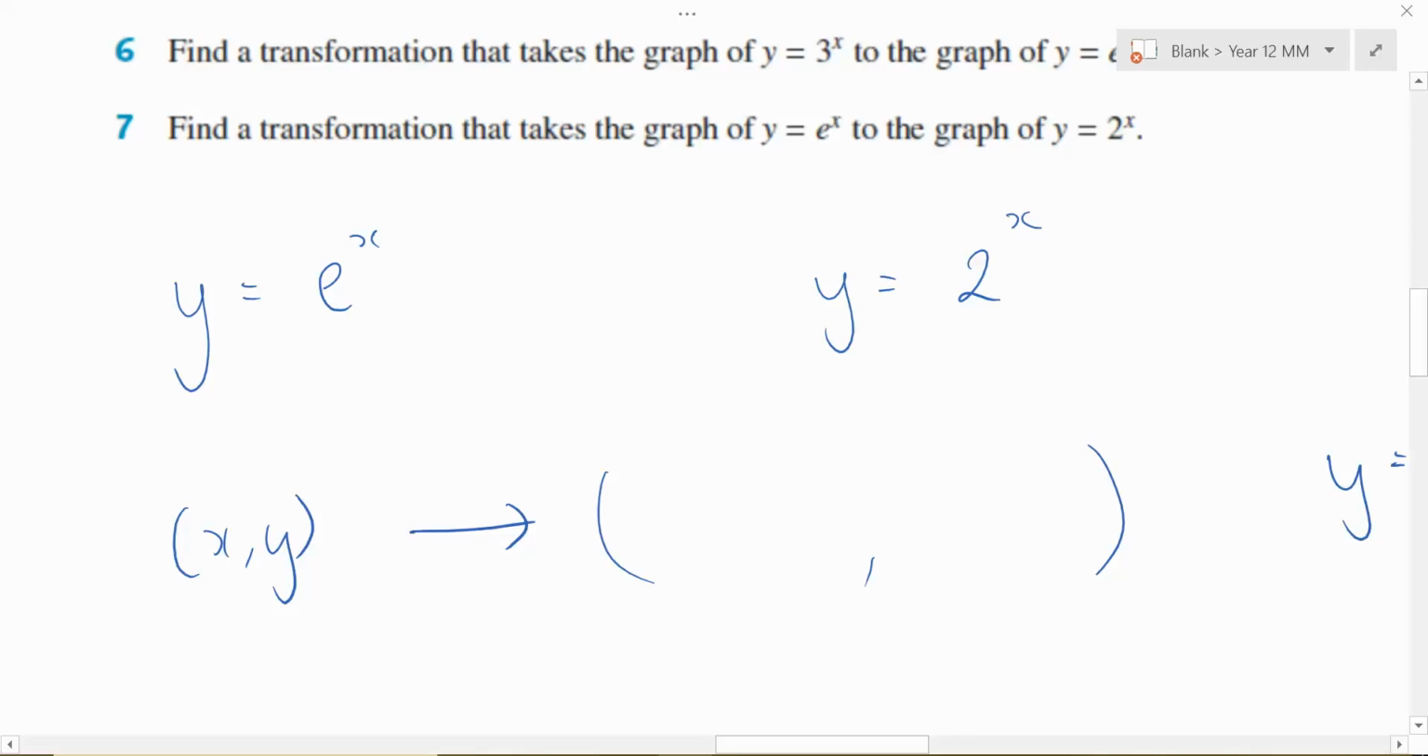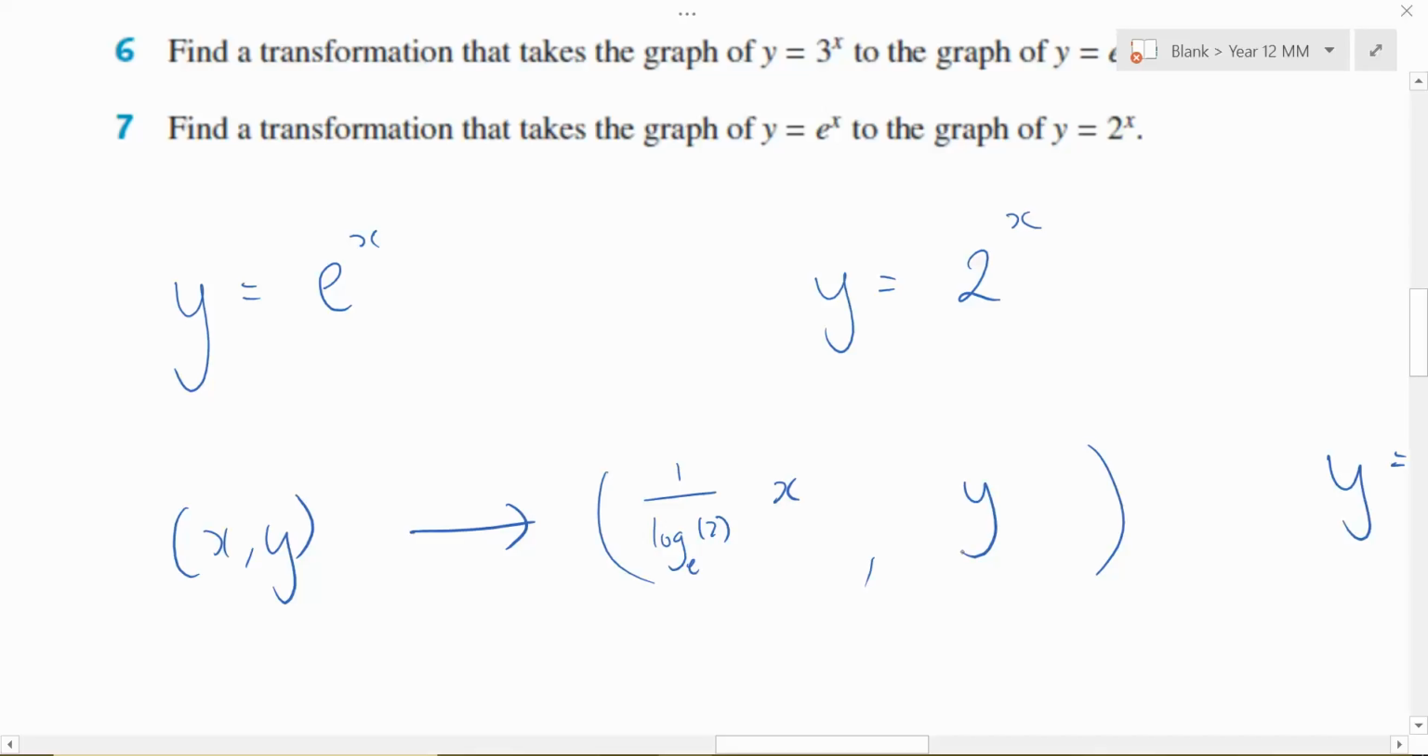Who's got an answer? Transformation of what? What would our answer be? Yes, Phoebe. Dilation of factor 1 on log e of 2. Fantastic.